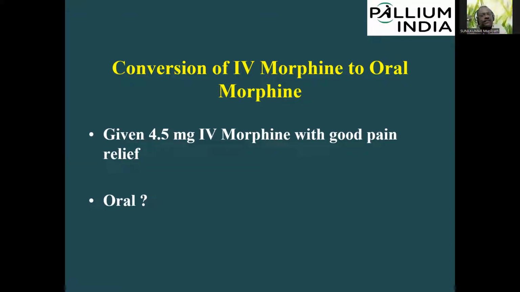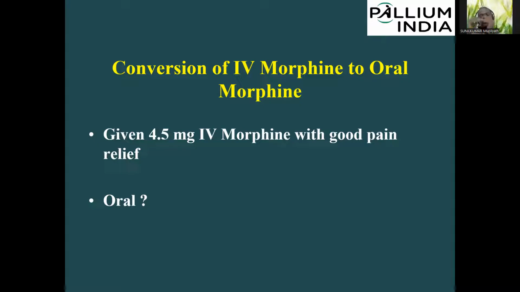So there are various titration regimes for pain relief. But the one which we follow is, we did a trial with this by Dr. Rajwabal and his team. What we have found out was you can directly convert the injectable dose into the same oral dose. So this patient received 4.5 milligram of IV morphine, so you can directly convert it into the oral dose, that is 4.5 milligram of oral morphine, which is not feasible. We have only 10 milligram tablets. So you can give 5 milligram of oral morphine.